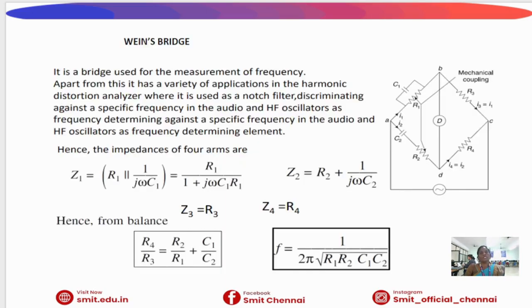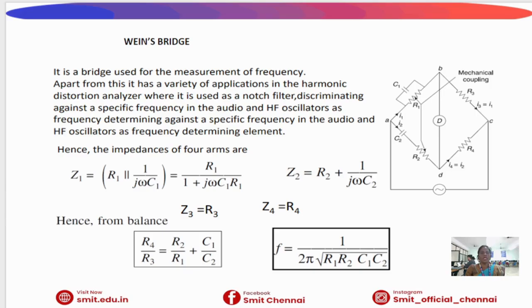In this bridge, there are four arms. One arm contains resistance R1 in parallel with capacitor C1. Another arm contains resistance R2 in series with capacitor C2. The remaining two arms contain resistances R3 and R4. A detector is connected across the bridge diagonal, and AC supply is applied across the opposite diagonal.